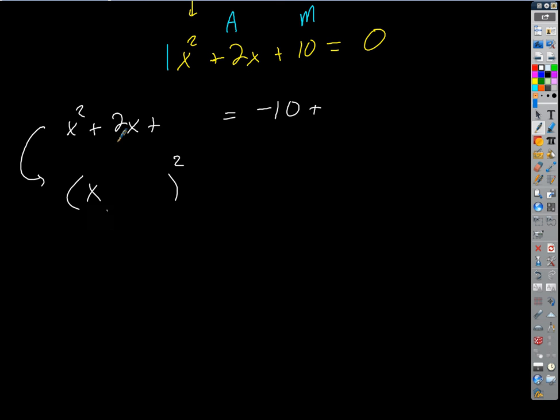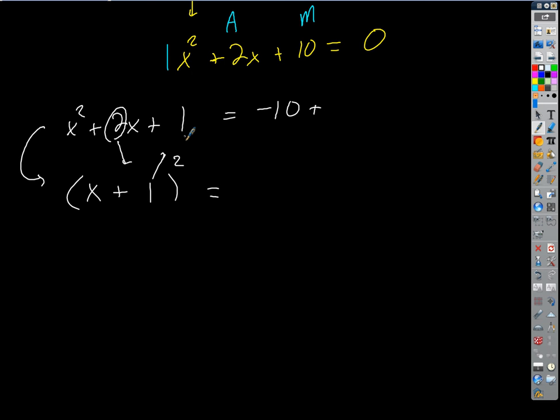Because half of 2 is 1. Well, to make that happen, what do I have to add to both sides? I'm just going to square whatever that number is, right? And I get 1. Now let's make sure it works. What magic numbers multiply to 1 and add to 2?